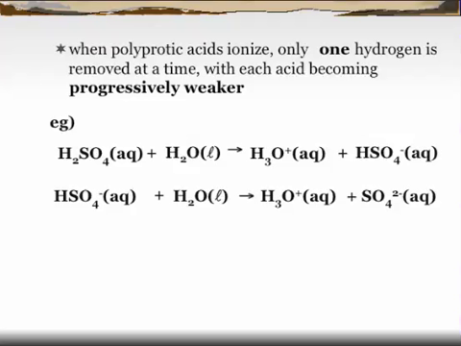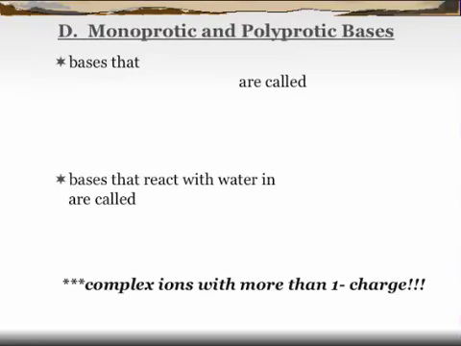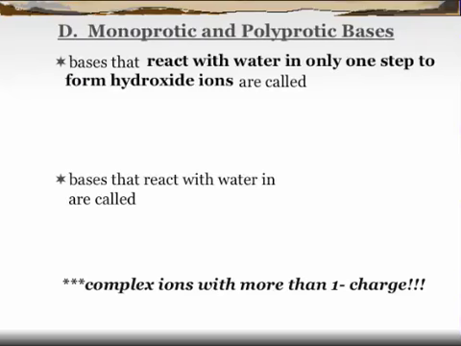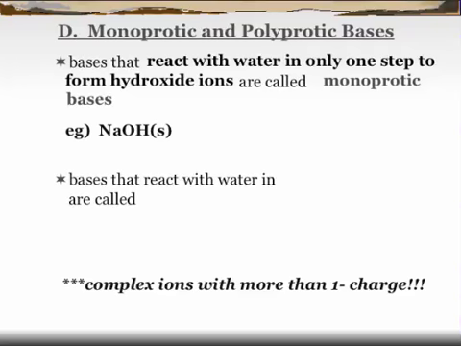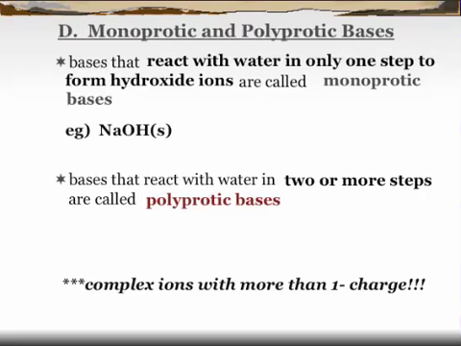Now, what is true for acids is also true for bases. So we have monoprotic and polyprotic bases. Bases that react with water in only one step to form hydroxide ions are called monoprotic bases. So for example, sodium hydroxide. But bases that react with water in two or more steps are called polyprotic bases.